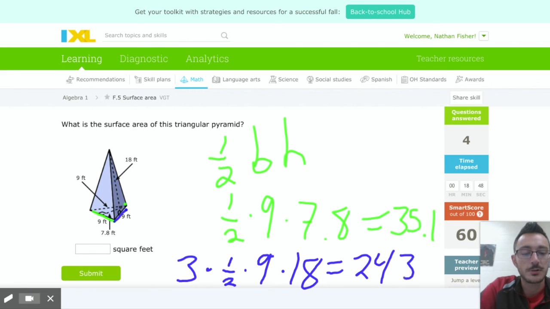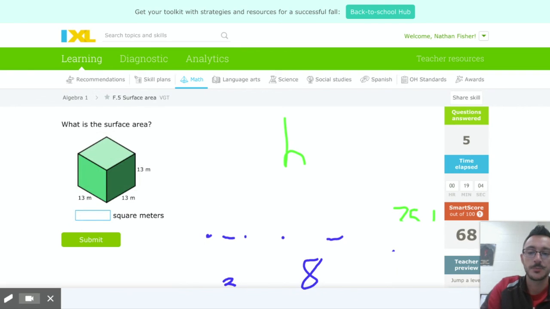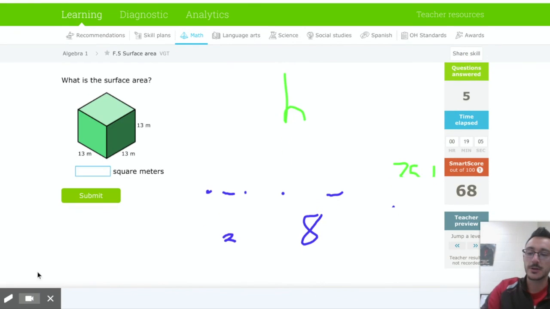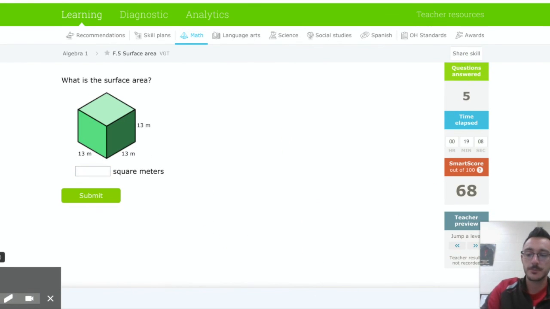And now I've accounted for all my sides, and 278.1. I was double checking and reading up here to make sure it didn't tell me to round or anything like that. Wonderful. Okay, this will be the last one that we account for.